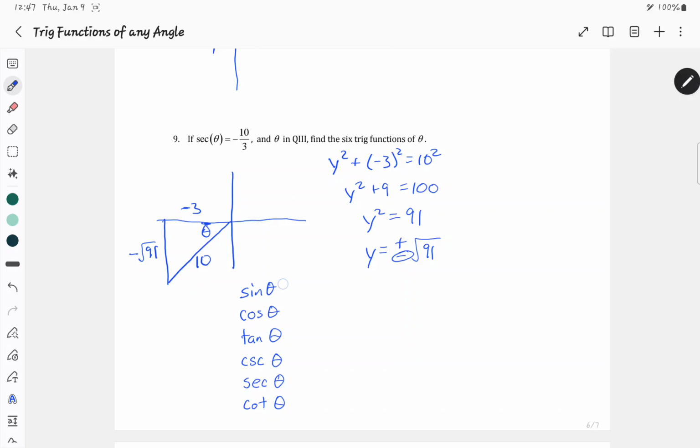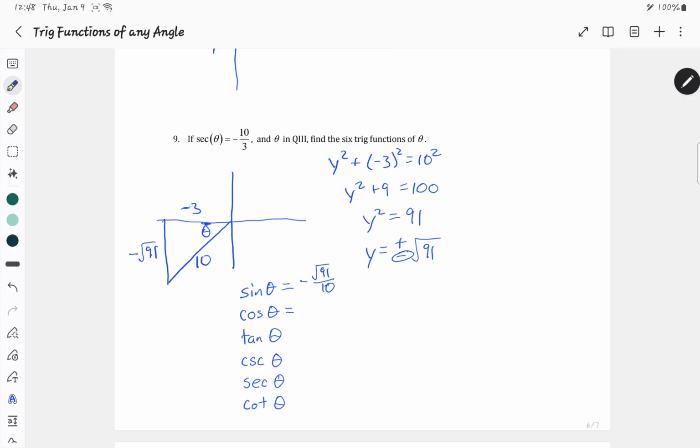So sine, this is going to be opposite over hypotenuse. So this negative root 91 over 10. So we'll go ahead and put negative root 91 over 10. Root 91 is not going to simplify. So if this were, say, square root of 49, I would simplify that to a 7. But anything that doesn't simplify down, you can just leave that.